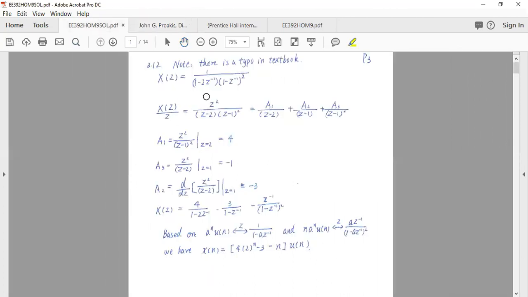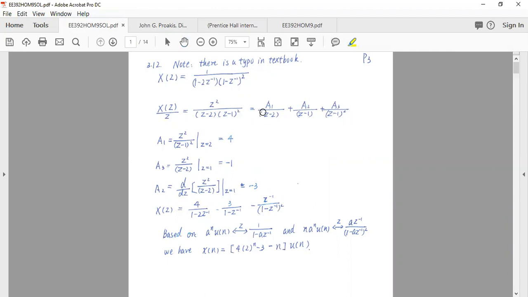So in order to find the inverse z transform of this particular term, we first need to divide it. I'll use partial fraction to separate the denominator. Performing the partial fraction decomposition, we get something like this. We'll be having three values, A1, A2, A3, and the denominators will be z minus 2, z minus 1 and z minus 1 squared, right? So we'll be having three terms.